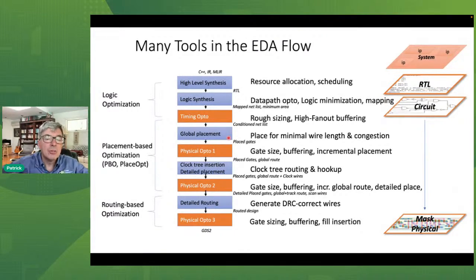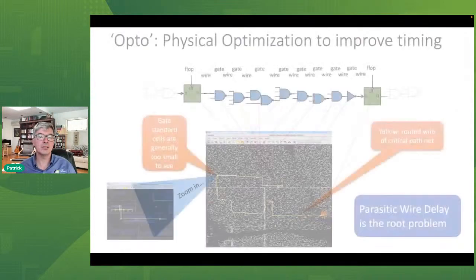So we need to do some optimization steps to improve things, especially the timing. After every one of these major steps, we have an optimization step, and there's 3 of them in most flows, where we size the gate, we buffer, we do some incremental placement, we do some other trickery to slam it back into shape. Then we do another step like clock tree synthesis and detail placement. Then the system gets perturbed and we need to fix a few things. Then we do routing, and then we again need to do trickery like this.